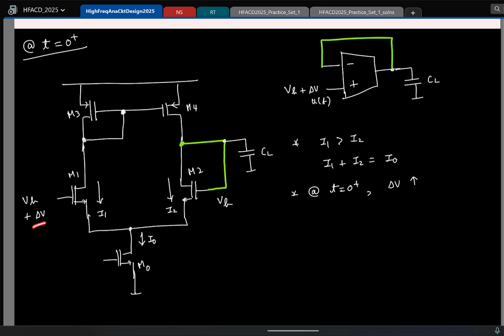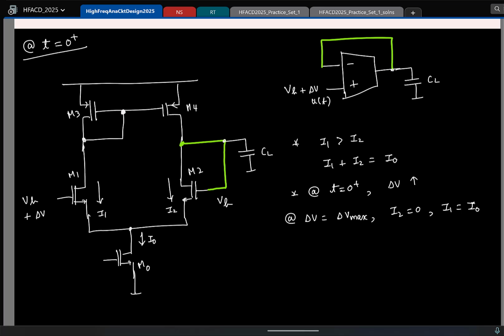Let us say for some delta V, I find that I1 is greater than I2. Now if delta V is greater, what can you say about I1 and I2? I1 will be more, I2 will be small. So if I keep increasing delta V, after some point what will happen? I2 will be 0. That's like an extreme case. So I'll say that at some delta V equal to delta V max, I2 will be 0. What will be I1?